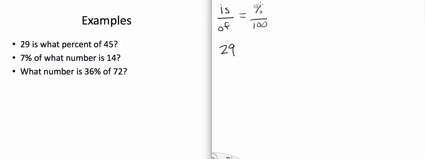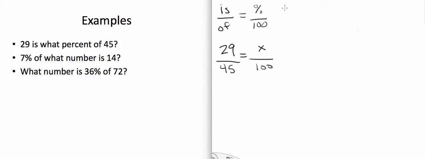So I see this percent here, and I've got this word "what." Whenever we see the word what, that's our variable. So our variable is going to go over for the percent part of our proportion. And we've got of 45. That means 45 is our of value, and that is over 100. So now we've got our proportion that's very similar to what we solved in section 1.